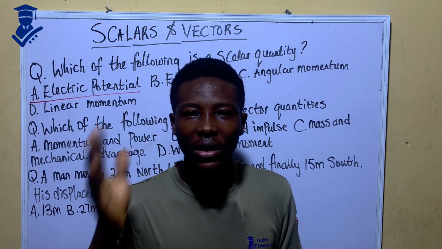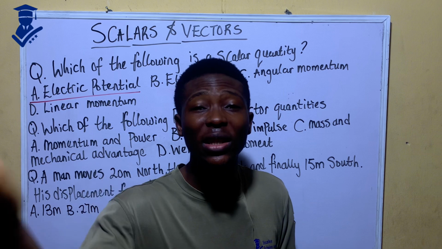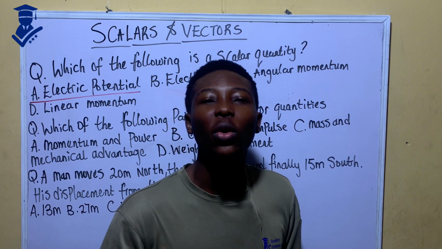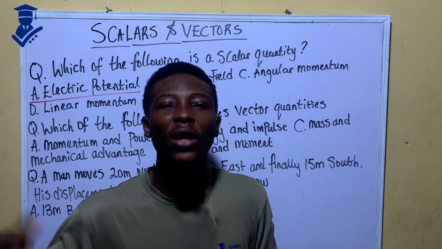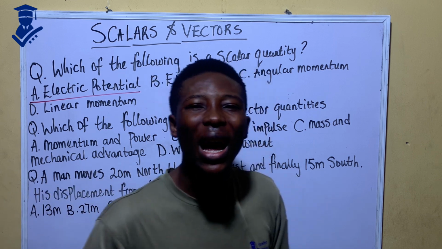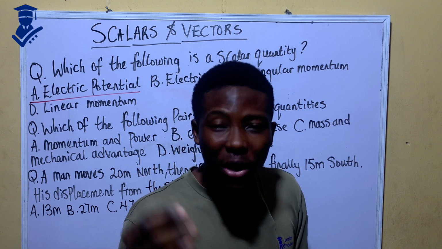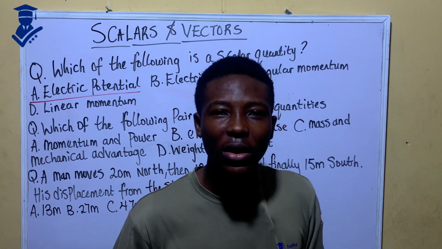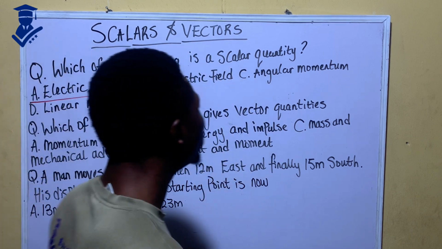For instance, if I want to tell you the distance covered by somebody, I'll just say 20 meters. But if I wanted to tell you the displacement, which is a vector quantity, I would have said he covered 20 meters due north, because I am giving a direction. So a scalar quantity is a quantity that has magnitude. Magnitude meaning size. I just said 20 meters, so that 20 meters is the magnitude. So electric potential is a scalar quantity.